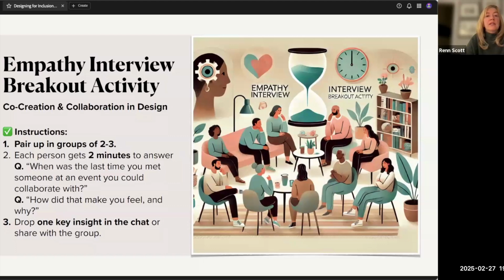So to get us thinking about this, as promised, our first exercise is an empathy interview activity. Alona and Harumi are going to split us up into groups of 2 to 3 people. I will ask you to take a screenshot of these instructions that you see on the screen. Every person is going to take 2 minutes to answer the next 2 questions.